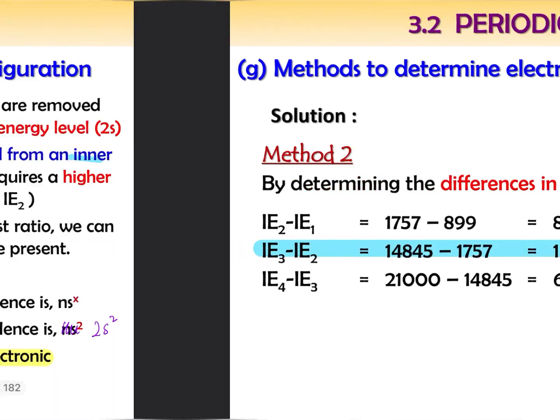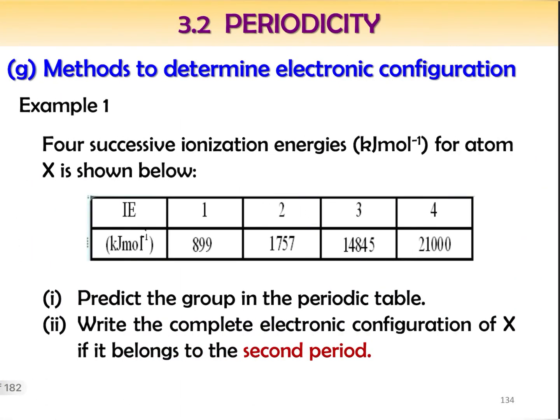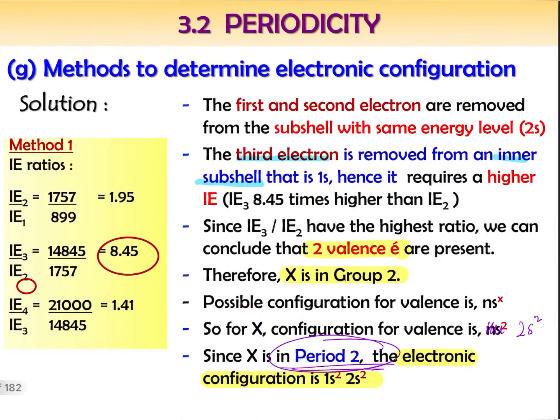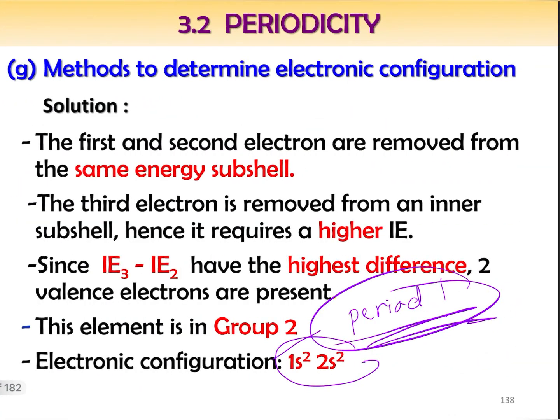Okay, sebab kita tengok balik soalan. Okay, so here, write the complete electronic configuration if it belong to second period. So, kamu tahulah. Sebab kamu dah tahu dia punya valence electron. So, you can valence electron ada 2 kan. So, dia supposedly to be Ns2. Okay, so since kamu tahu dia berada di period 2, so you can substitute here 2s2, 1s2. Okay, lengkapkan yang lain-lain lah.